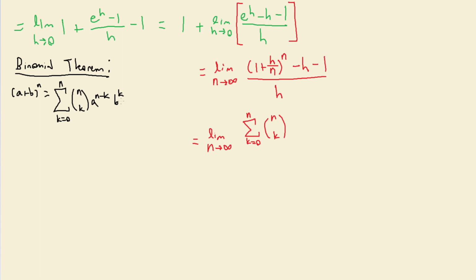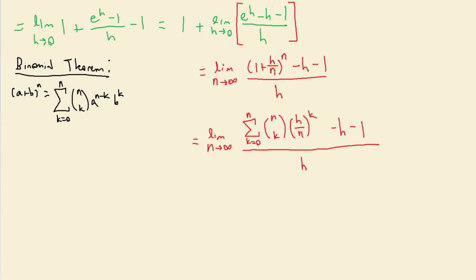Now we're dealing with this b to the power of k. b in this case is going to be h over n to the power of k. And then we're going to keep everything else the same. We have an h, we have a 1, and we're dividing by an h out front here. And what I want to consider is what are the first two values of this series? What's going to happen when k is equal to 1 and when k is equal to 0?